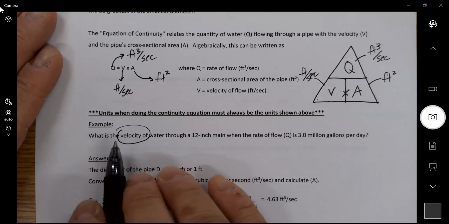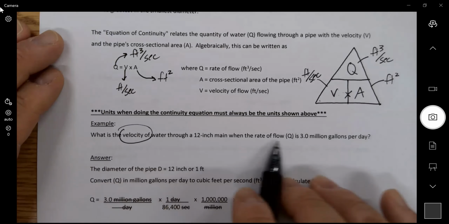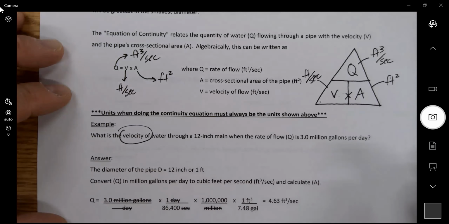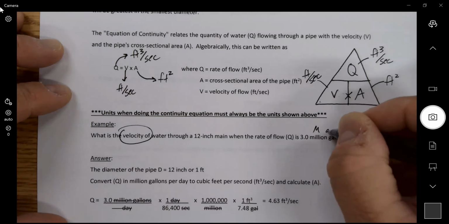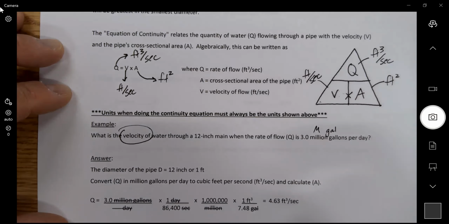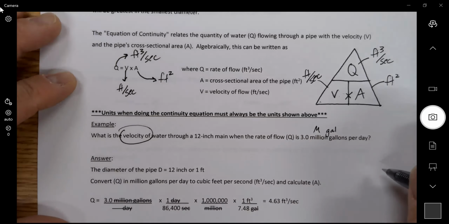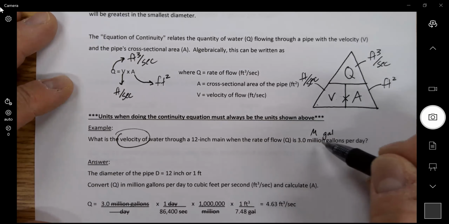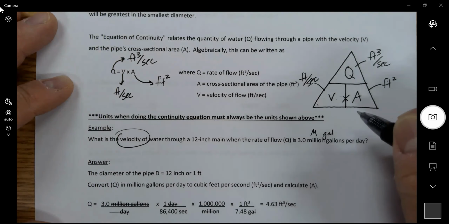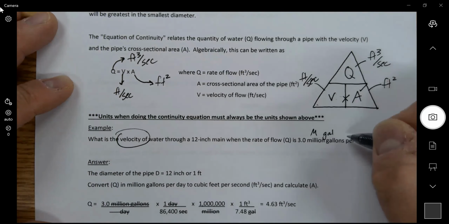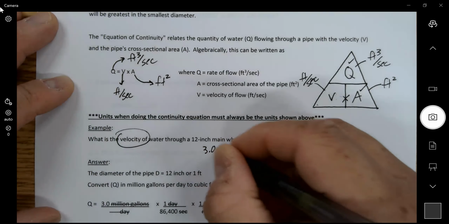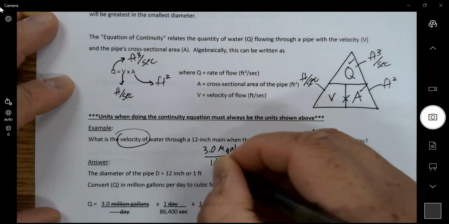So what is the velocity of water in a 12-inch main that has a flow rate of 3 million gallons per day? Well, crap. And remember, this is 3 million gallons because you don't see all the zeros behind it. That's how you know it's that unit, okay? So if I think about my continuity triangle in reference to this question, I have to have two things. 12-inch main. Can I get the area with a 12-inch main? Yes, you can. And the question was nice enough to tell us we have our Q, but there's a problem with it.